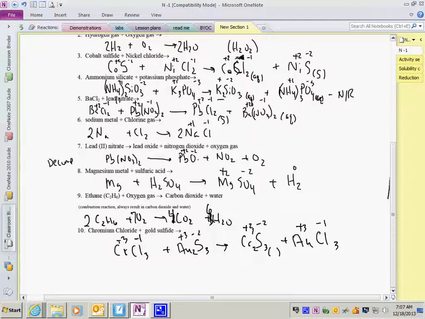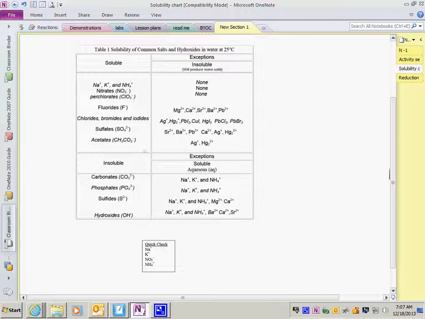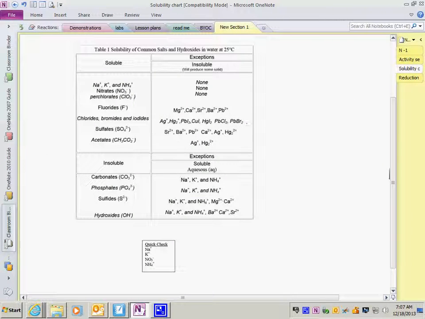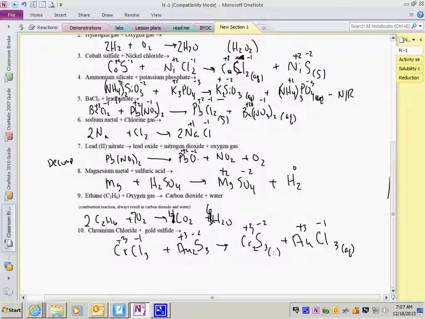Alright, check for solubilities, sulfides and chlorides. Chlorides are generally soluble except for silver, and I don't see gold on there, so we're going to go with an AQ on the chloride, AQ, and sulfide. Sulfides are generally insoluble. The exceptions are just our main soluble compounds, and then these two, magnesium, calcium, and we have chromium, which is not going to be it, so S for solid.